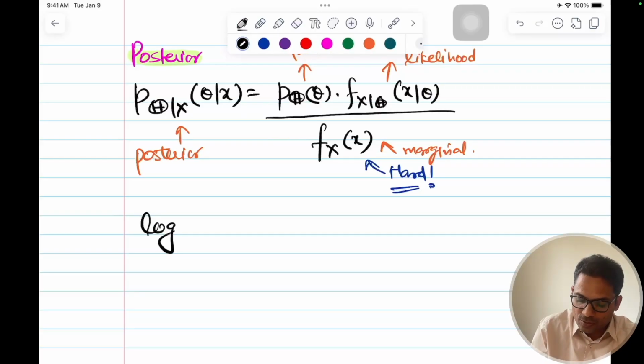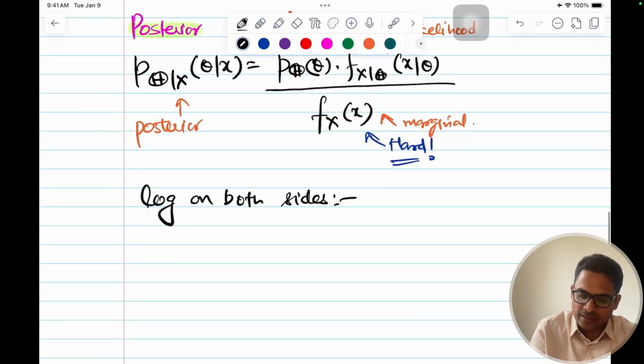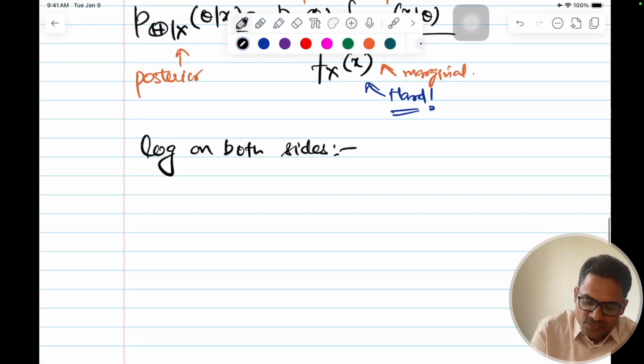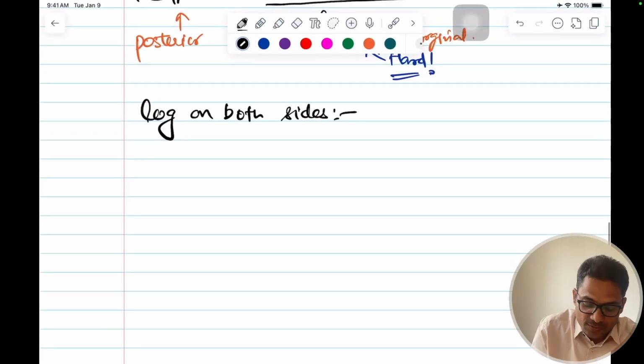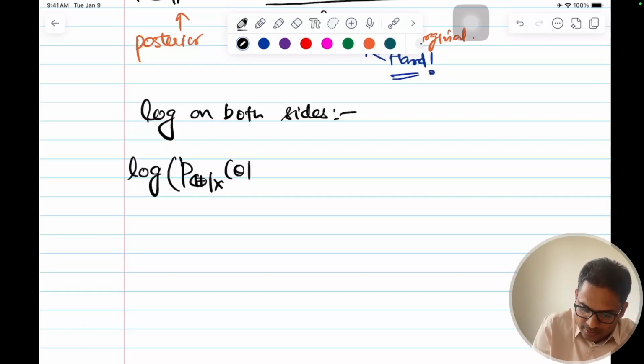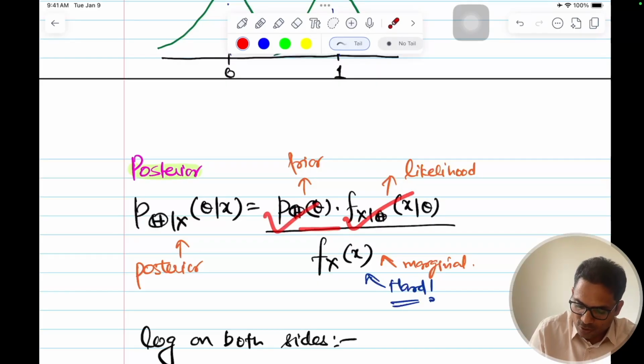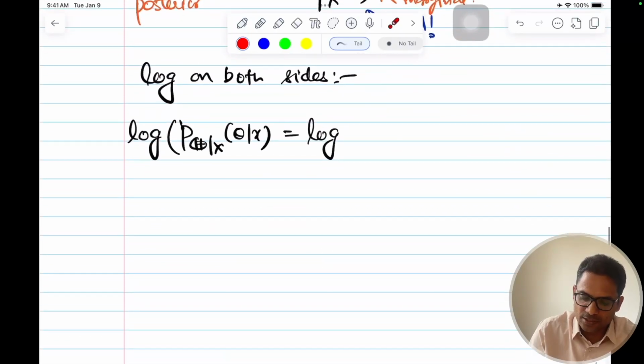Okay, log on both sides, because computing this will be very difficult without the parameters. We don't know anything. That's what we want to estimate. So this will be the log of the posterior, log of p(theta given x). This is a product, so the log of a into b by c will be log a plus log b minus log c, the denominator.